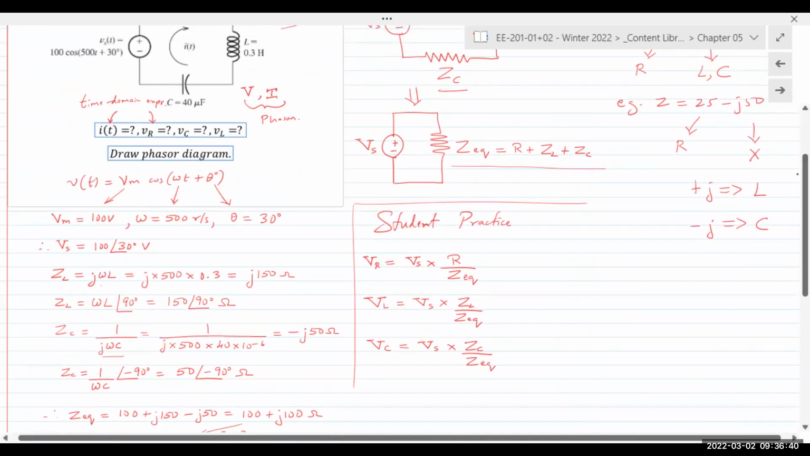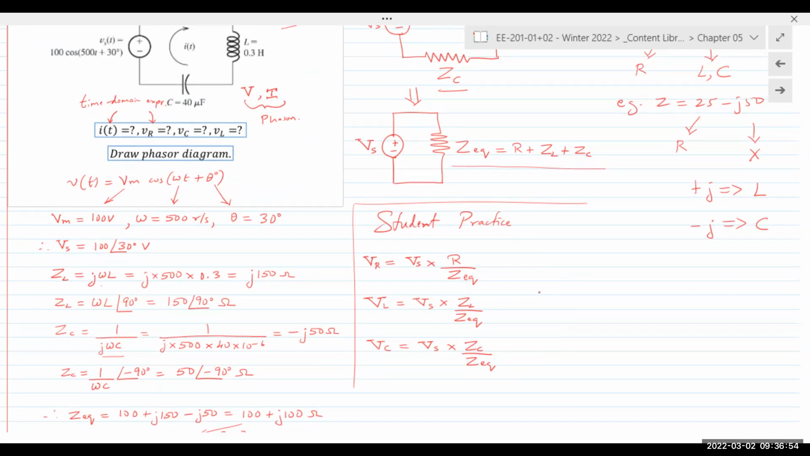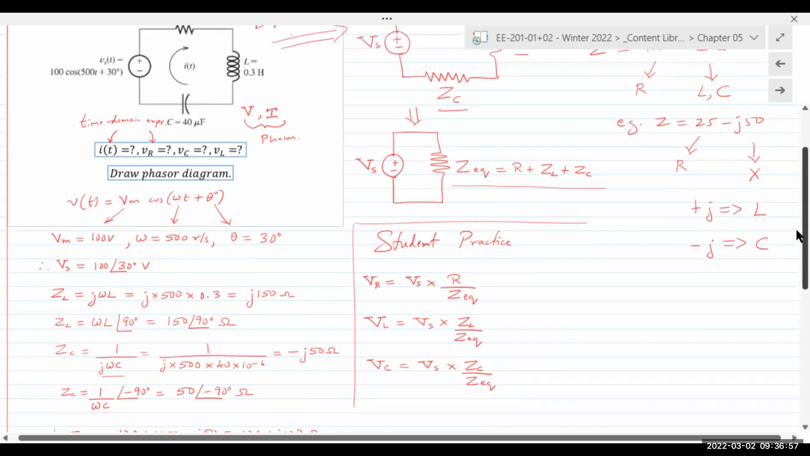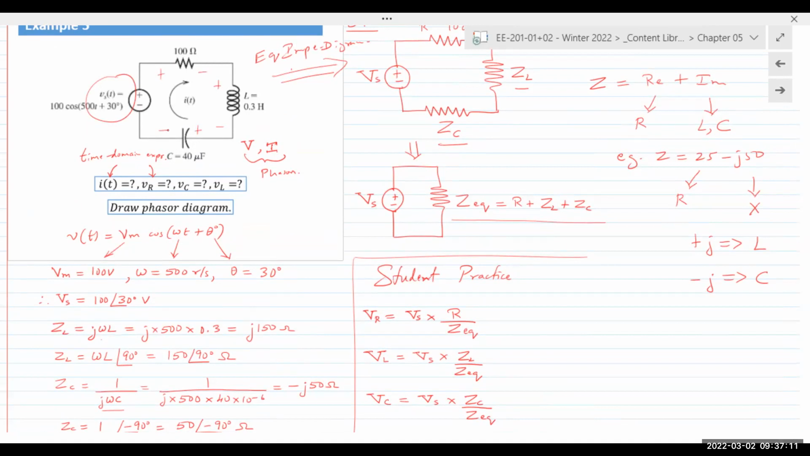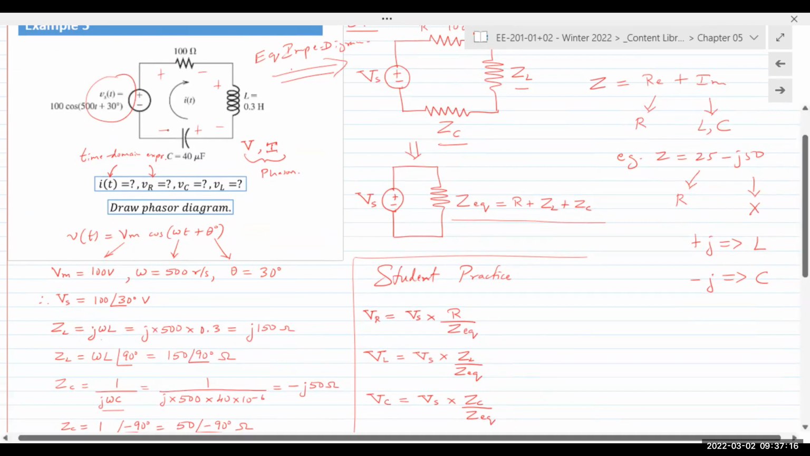Now, as student practice, I want you to apply voltage division. Equations are already written up. All you'd have to do is plug in the values, right? VR, VL, VC is the voltage across each one of those components. You're applying a voltage to a series connection of components. So voltage division. Vs of t is divided across the resistor. It's divided across the inductor and the capacitor. So the same equations that we learned in chapter 2 will apply here. A fraction of the total supply voltage is dropped across each one of these components.